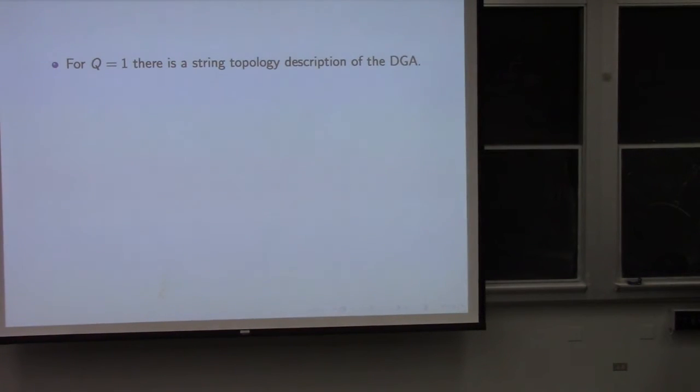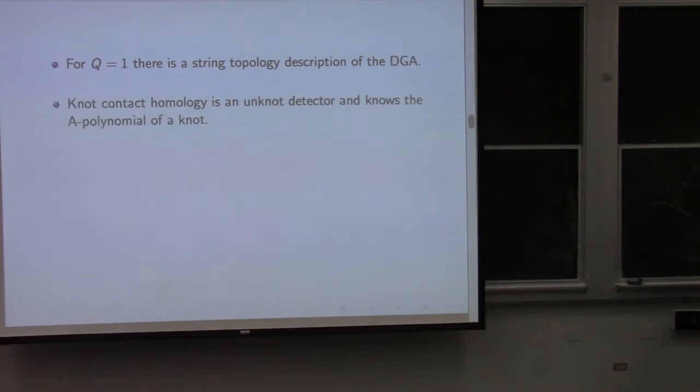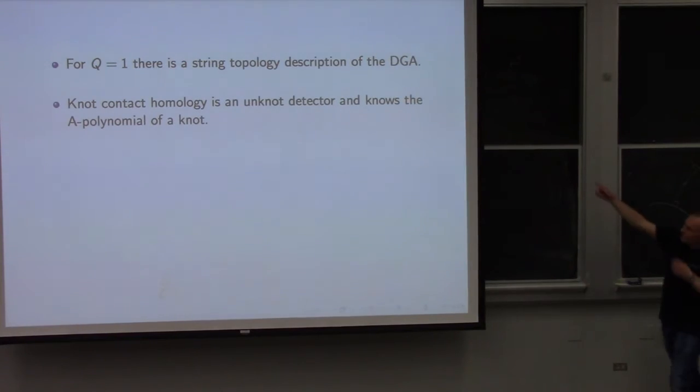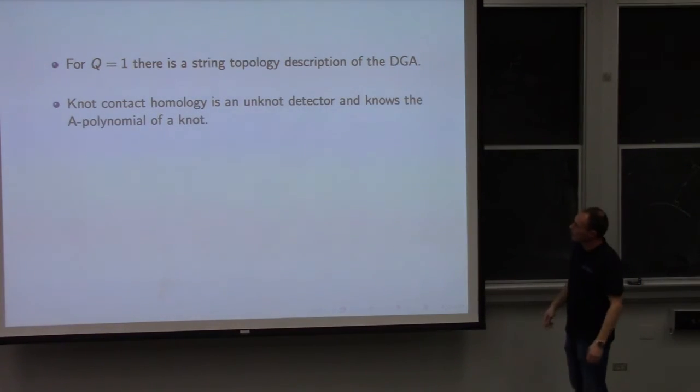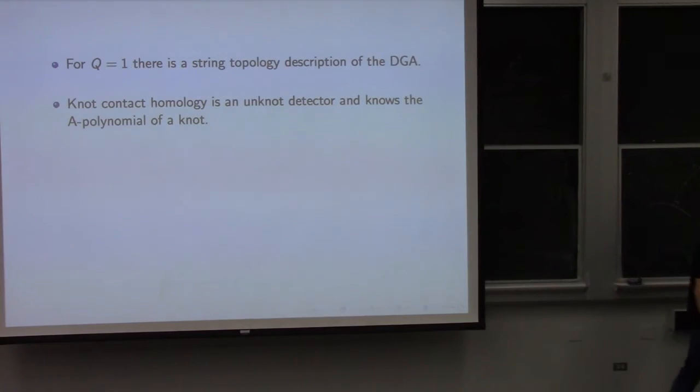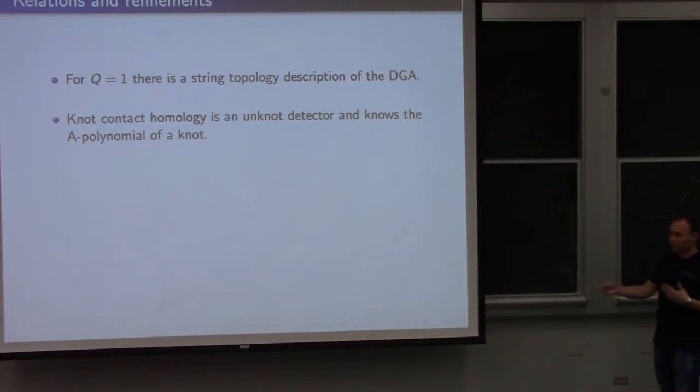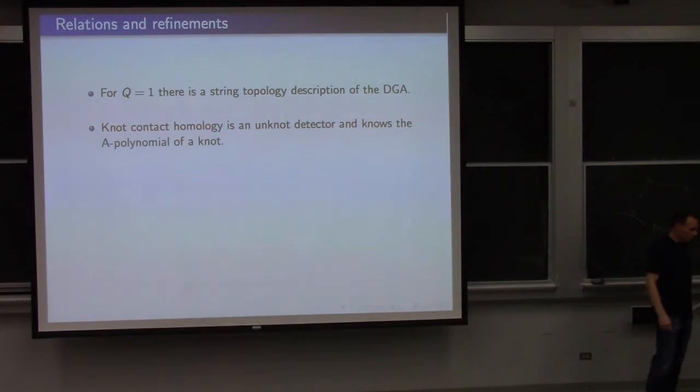So just a couple of quick comments. Again, one can do more. So we can find a sort of string topology description of the DGA for Q equals 1. And we will talk about these things a little bit more later. So it turns out that the knot contact homology as a knot invariant is in some sense pretty successful, not completely computable, but pretty successful. So it's an unknot detector, and it knows about the A polynomial that we'll discuss more.